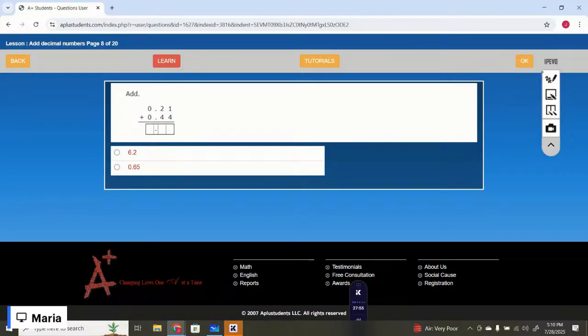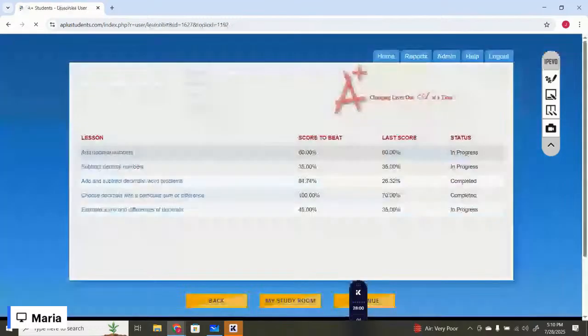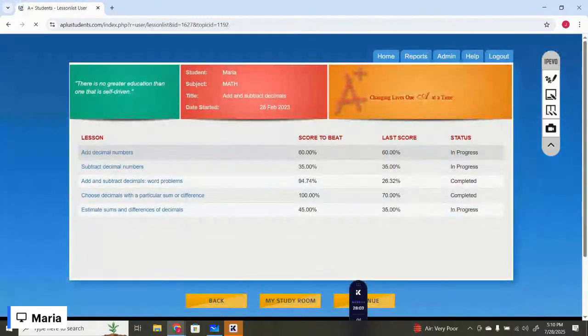Very good. That is 0.65. Option number 2 is the correct option. Okay, you can complete the lesson by yourself later today. Let me just move on to next lesson.